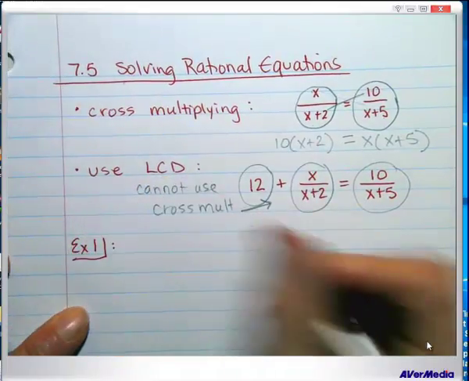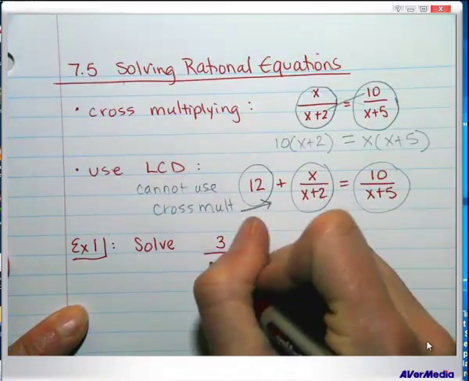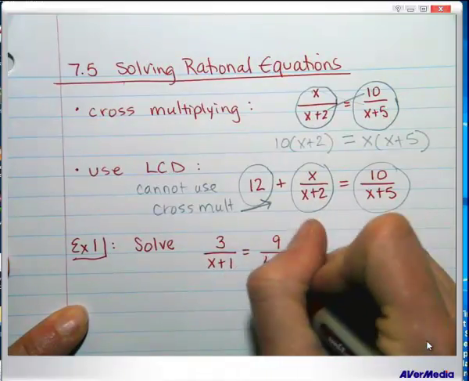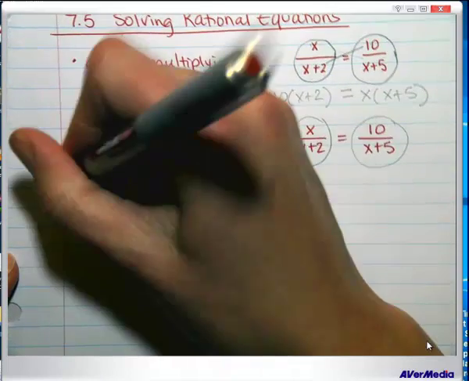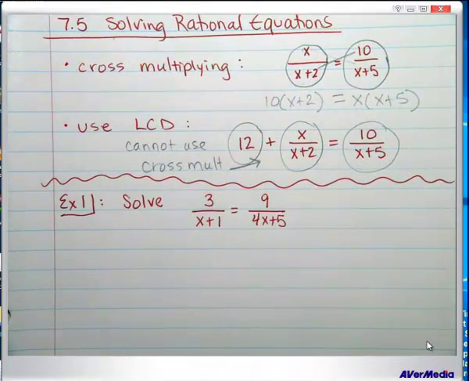So our first example, we want to solve the equation 3 over x plus 1 is equal to 9 over 4x plus 5. Once you write it down, I want you to think, can I use cross multiplication in this one? Or am I going to have to use that other method Ms. Roberts is going to teach me that's not going to be very fun? Just a warning.